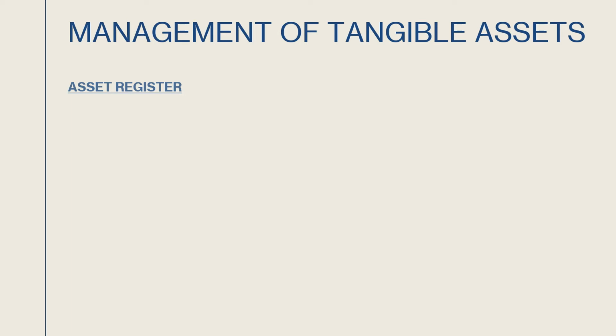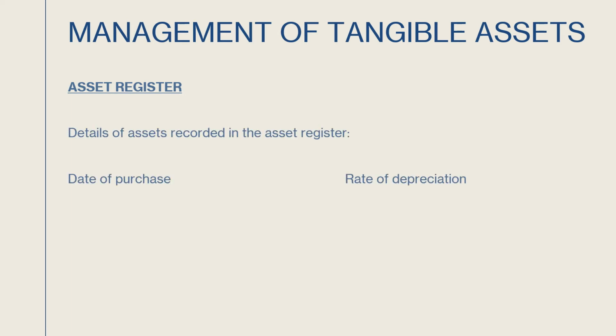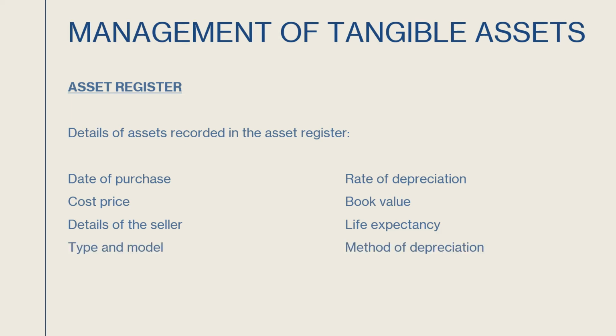So what information are we going to record on the asset register? First thing is the date of purchase, exactly when this asset was purchased. The cost price, what we paid for the asset when we purchased it. The details of the seller, who did we buy it from. The type and the model, as well as the serial number. And then the receipt or the invoice number of our purchase. Obviously, because the receipt or the invoice serves as our source document to go into our journals.